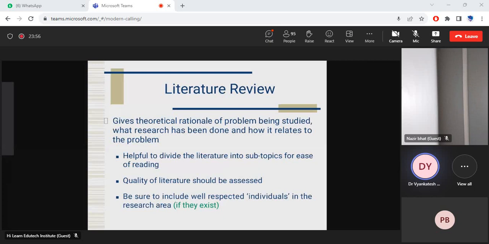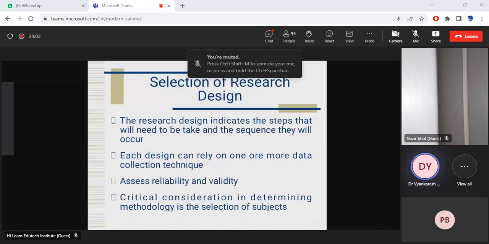Okay, so next, selection of research design. Definitely, this is the third point I am concerned about. Selection of research design. How are we going to select a title? Research design indicates the steps we need to take and the consequences that will occur. Definitely, if you are a Ph.D. student, then you need to prepare a synopsis.